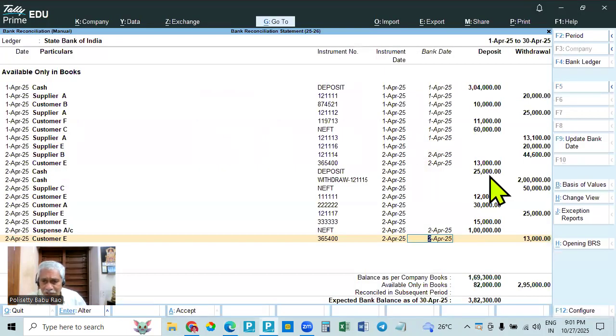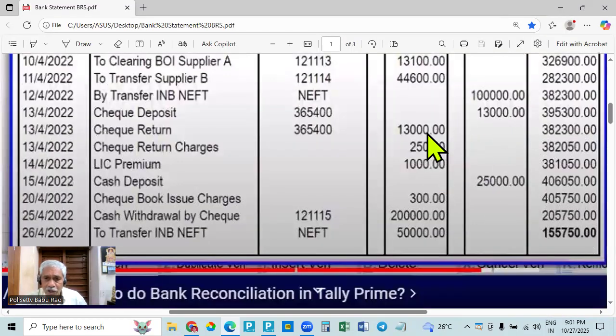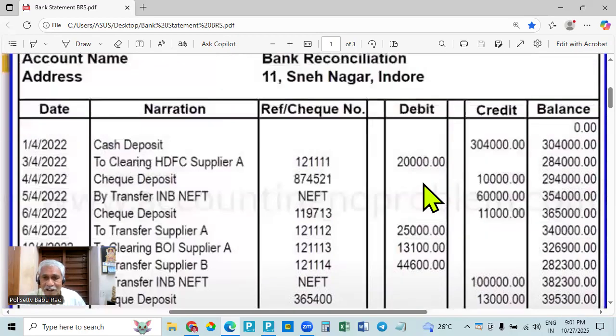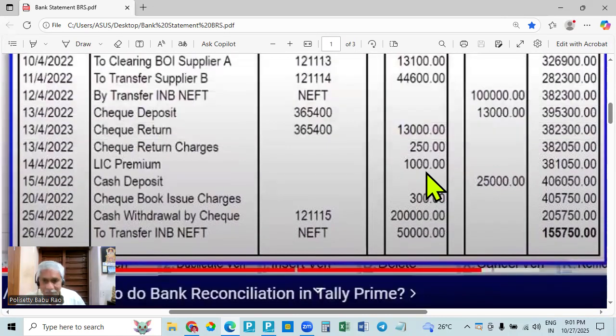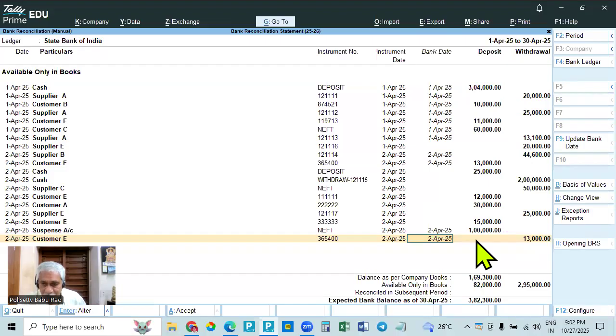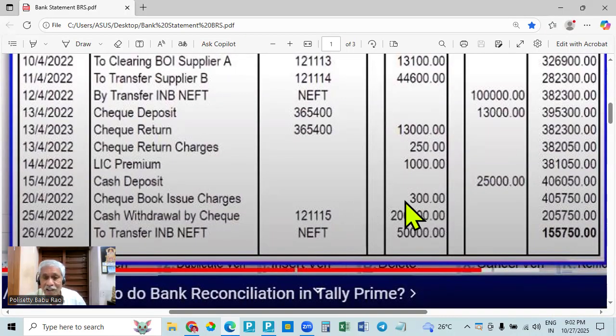Now after that, see here, 30,000 completed. So 250 and 300 bank charges. This is bank charges or check return. Check return, they charge 250, and checkbook issue charges are 300 rupees. These two are bank charges. Whatever it may be, it is called bank charges. There are 550 bank charges debited in our account, shown as withdrawal. We have to make the entry for bank charges 550.